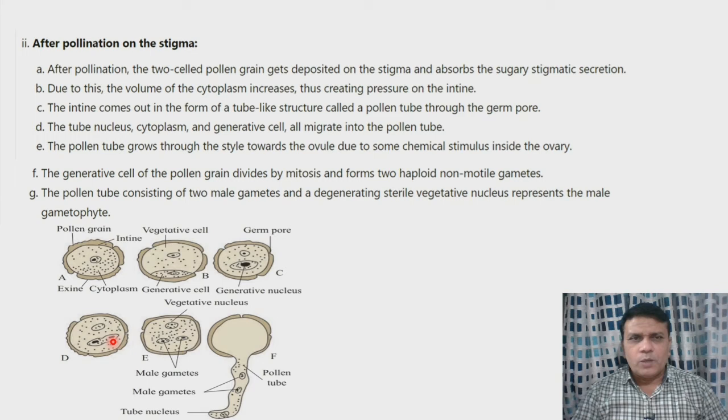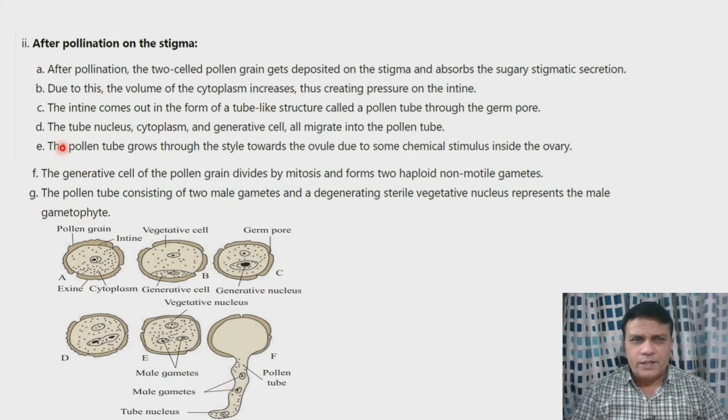So the pollen grain is deposited on the surface of the stigma, absorbs the sugary substance, and due to this the volume of the cytoplasm increases and creates pressure on the intine. Then the next point is that the intine comes out in the form of a tube-like structure. It is called the pollen tube, and this pollen tube comes out through the germ pore. Here we can see these are the germ pores. So this pollen tube comes out through the germ pore.